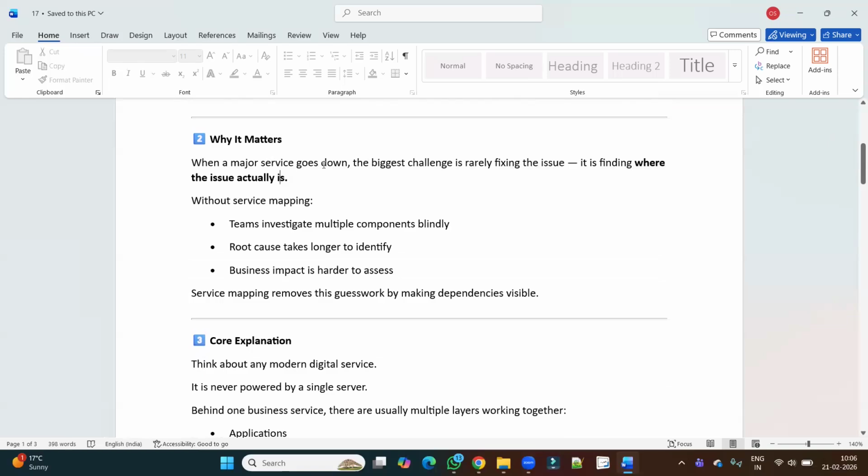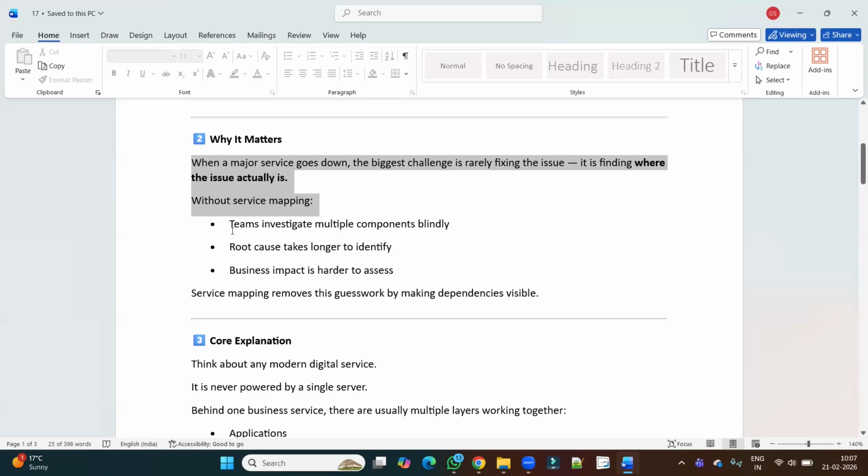So when a major service goes down, the biggest challenge is rarely fixing the issue. It is finding where the issue actually is. As we have explained in the example below, as soon as the service goes down, let's say the customers are not able to log in, it is a very major blow, because the business is not going to happen until the service is up. So that's why it is a major incident. Now the biggest challenge is finding that infrastructure which is contributing to this business service. So that's why service mapping is very, very important.